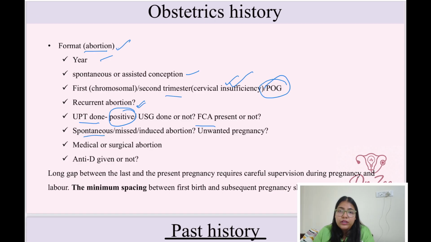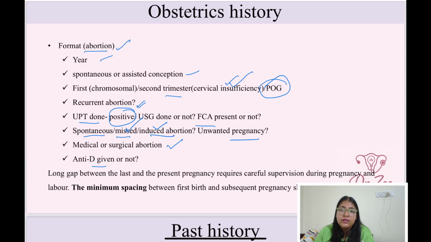If the abortion was spontaneous, like after doing ultrasound there was cardiac activity, then suddenly bleeding occurred, that is spontaneous abortion. Or ultrasound was done, there was no cardiac activity, and again after one or two weeks she did ultrasound and still no cardiac activity was there. So was it a missed abortion, or did she take MTP pills herself because she did not want the pregnancy? You should be asking that. Was the abortion managed with medicines only, or did she require evacuation, dilatation and evacuation, or surgical evacuation, and whether her blood group was positive or negative.